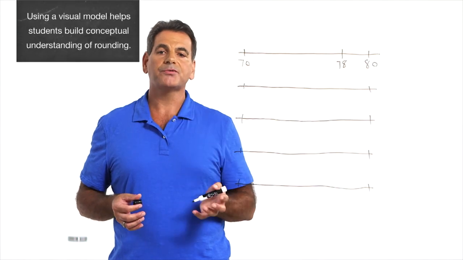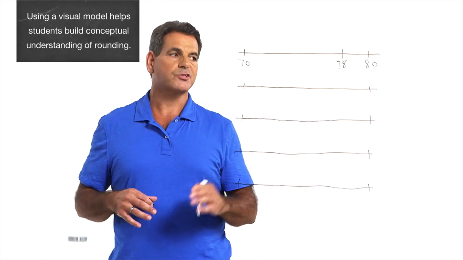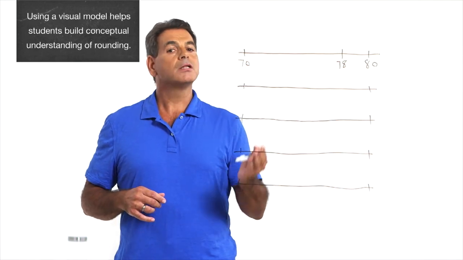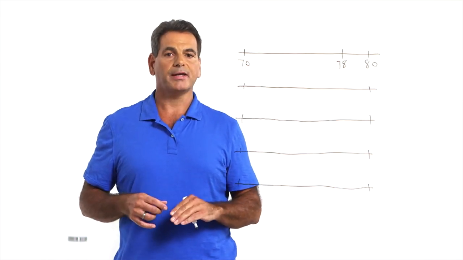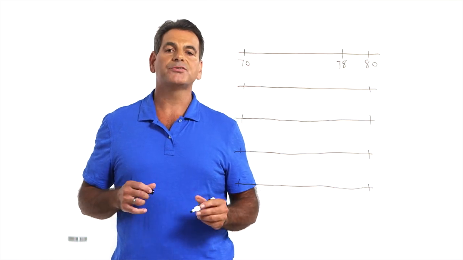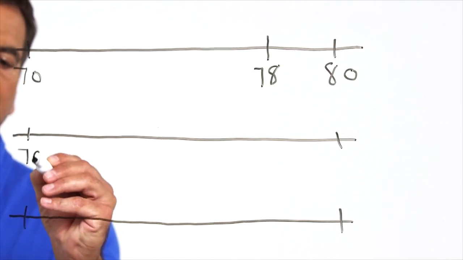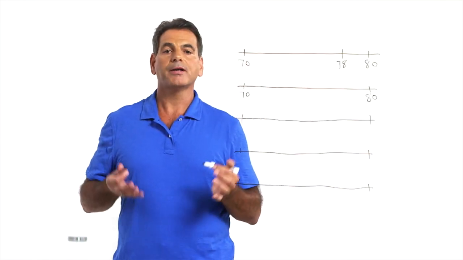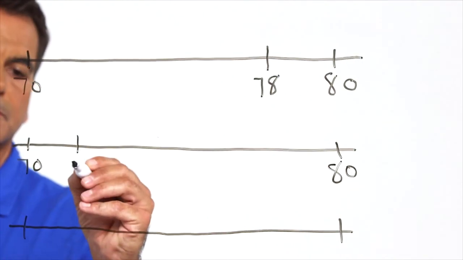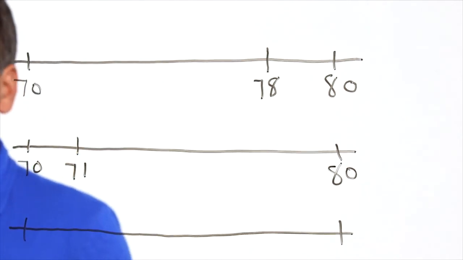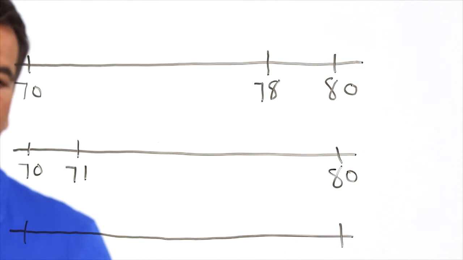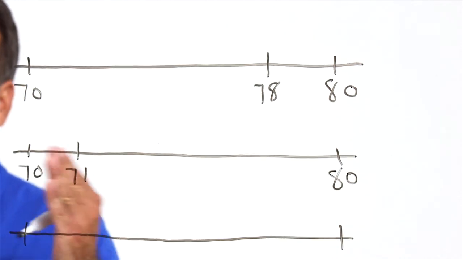And it uses their place value knowledge and reinforces that knowledge by thinking about what two tens a number is in between. Let's look at 71 to the nearest 10. Again, what two tens is it between? 70 and 80. Place it on the number line. Approximate. 71. What number is it nearest? It's nearer to 70 than 80, so 71 rounds to 70.